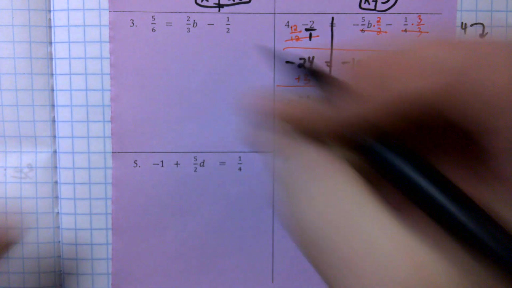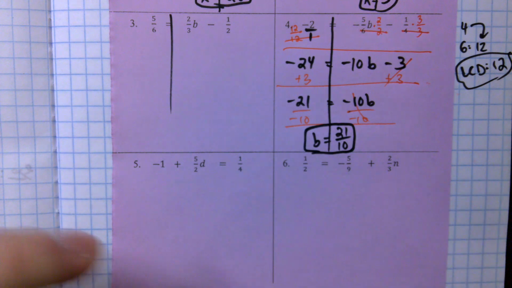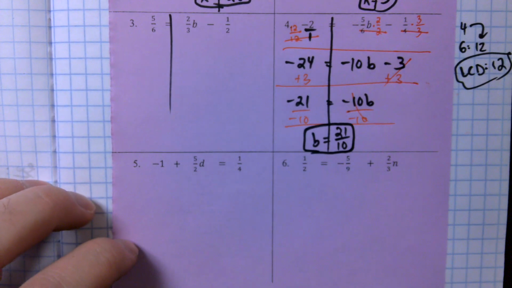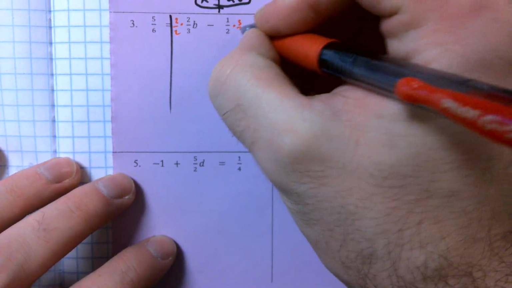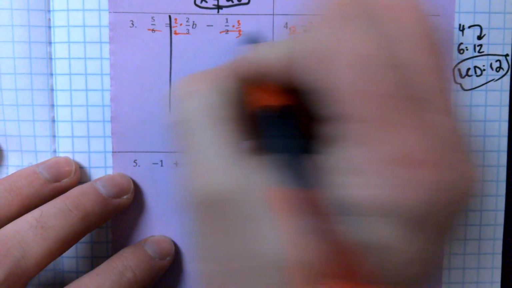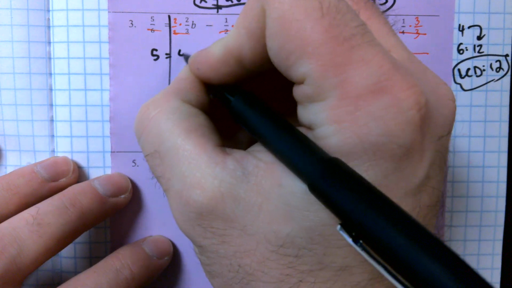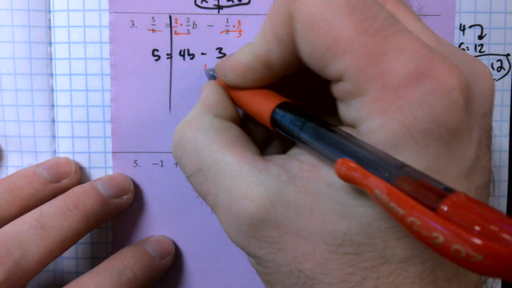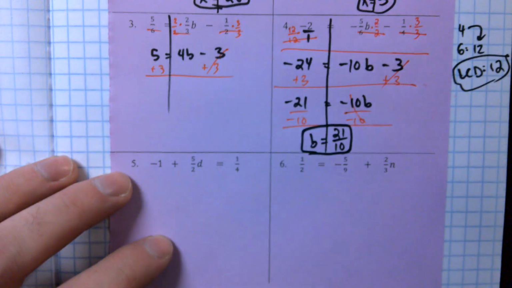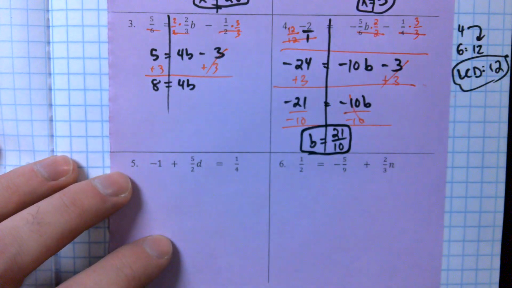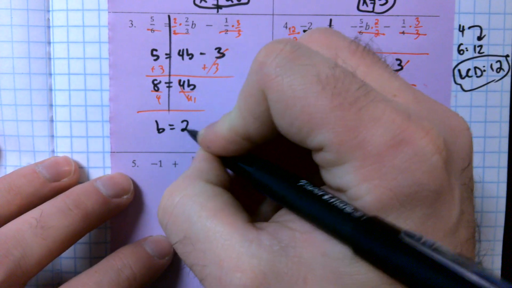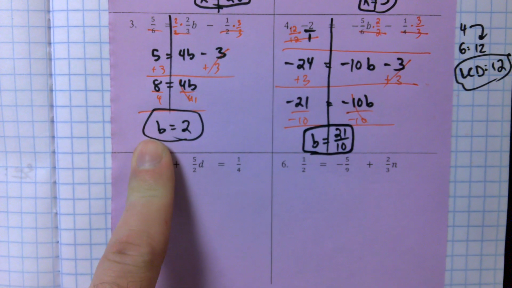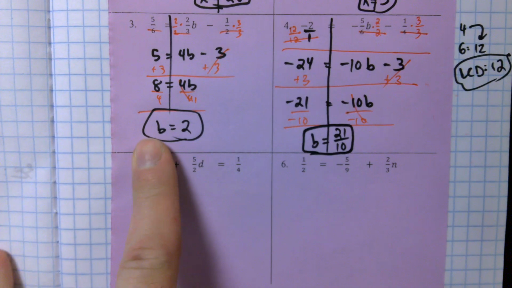Number 3, what's my LCD in number 3? 6. So I'm going to leave my first term alone. I'm going to multiply this by 2 over 2. I'm going to multiply this by 3 over 3. 6's all go away. 5 is equal to 4b minus 3. Add 3 to both sides. 8 is equal to 4b. Divide both sides by 4. B is equal to 2. Give me a thumbs up. You got 2 for number 3. Good. Most of us did.